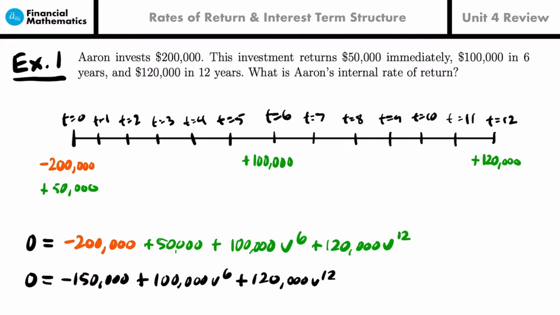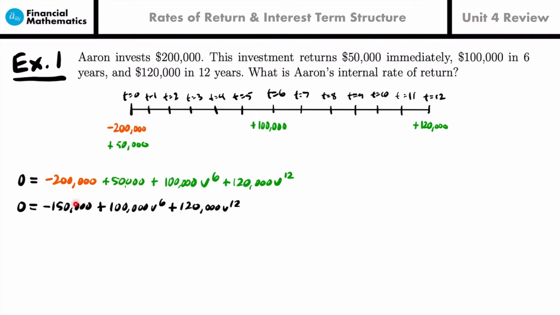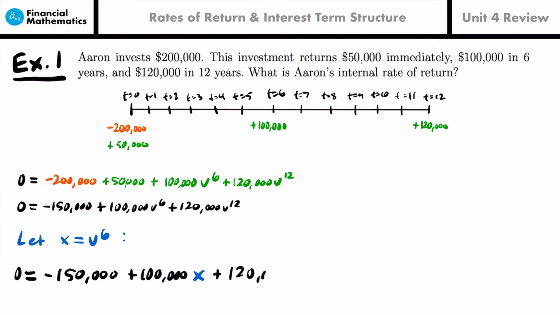And so what we're going to do here is actually notice that we have a quadratic expression here. It's hidden, but it is there. Here's what I'm talking about. Watch what happens in this equation if I let a new variable x equal a present value factor to the power of 6. Watch what happens if we do that. Our equation will become 0 equals negative 150,000 plus 100,000 times x, and then we'll have plus 120,000 times x squared, right? We have v to the power of 12 right here.